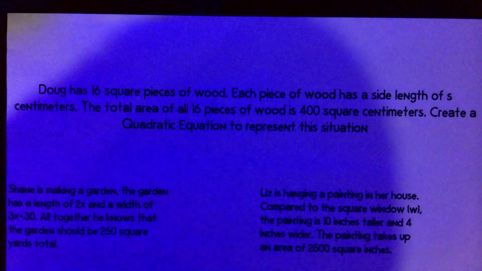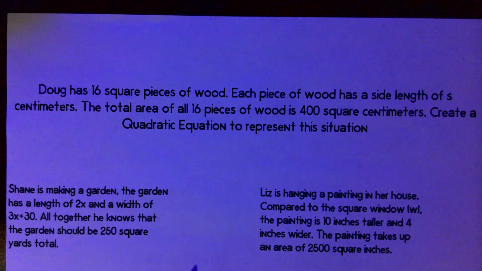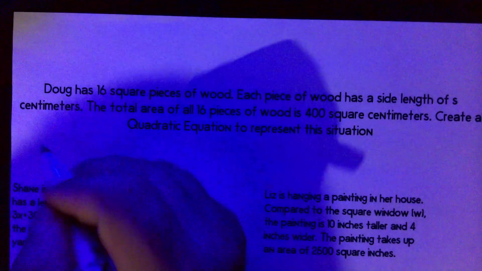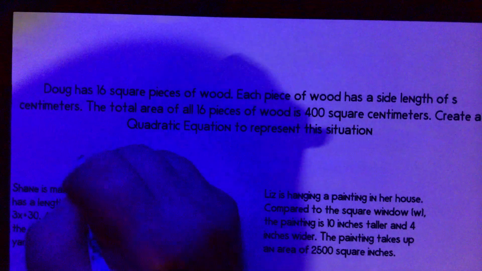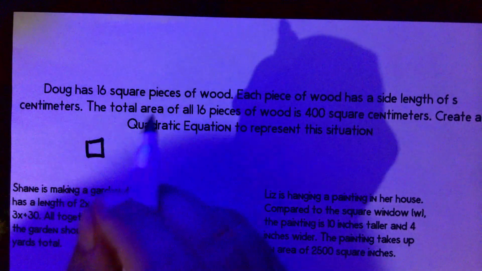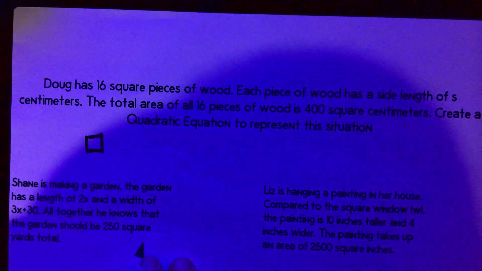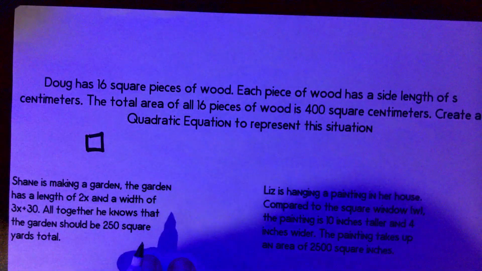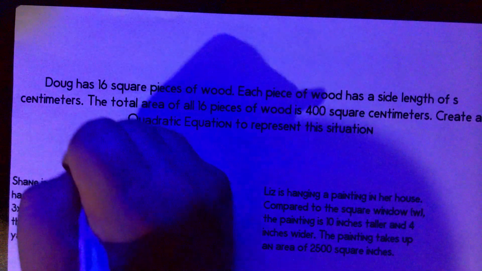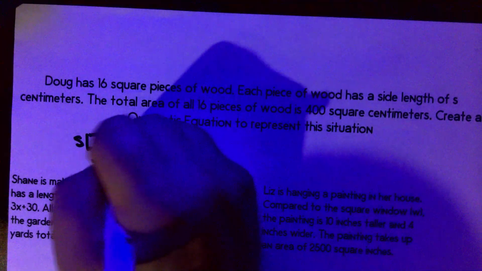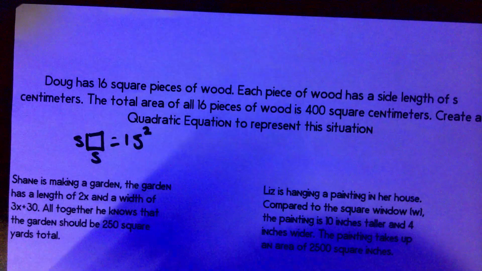It's always a good idea to write down or draw an image of a word problem if you're having trouble understanding it, and this is definitely one where you're going to want to do that. It says that there are 16 square pieces of wood. You can imagine one square piece of wood, and in your mind, have 16 of them, and each of the side lengths is s. So the side length of this square piece of wood is s, so it's s times s. When you multiply the side lengths together, the area is 1s squared.